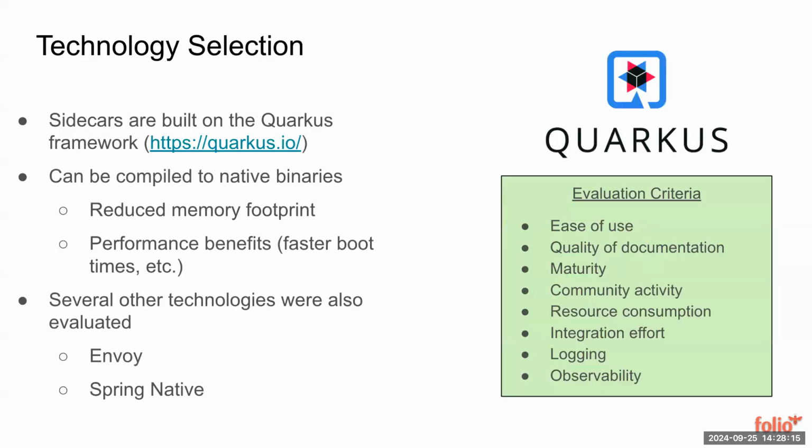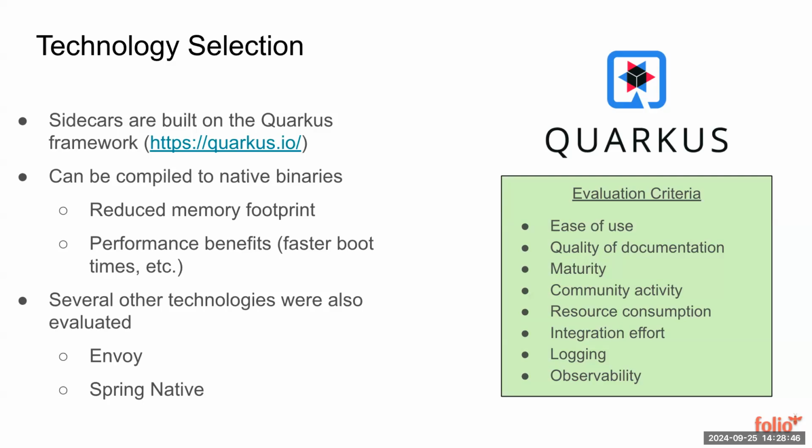All right. So before we get into the details of any of that, I wanted to touch on the technology selection. So we chose to use Quarkus and build the sidecars on top of Quarkus, which is a Java framework. One of the things that made it attractive to us is that you can compile it to native binaries. And that allows you to shrink the memory footprint of these significantly, which is really important because we're going to be running these things all over the place. It also provides some performance benefits, things like faster boot up times and so forth.